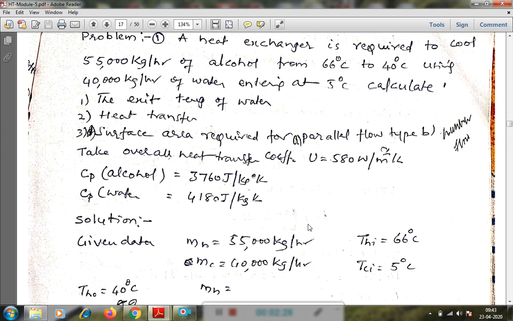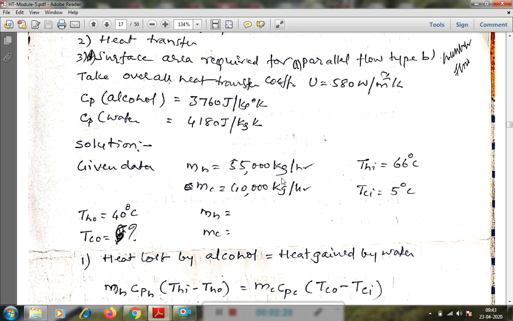The mass flow rate of the hot fluid is 55,000 kg per hour divided by 3,600, so we take it in terms of kg per second. For the cold fluid, 40,000 kg per hour, again we divide by 3,600. Then the inlet temperature of the hot fluid is 66 degrees Celsius, and the inlet temperature of the cold fluid is 5 degrees Celsius. The outlet temperature of the hot fluid is 40 degrees Celsius, and the outlet temperature of the cold fluid is not given, but here we can calculate it easily using the three temperatures.